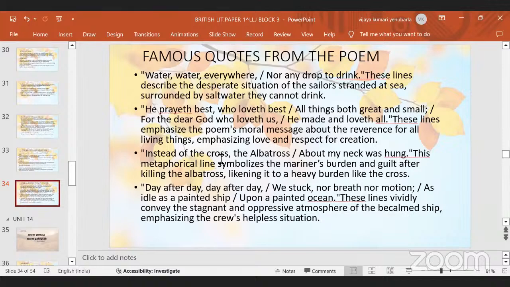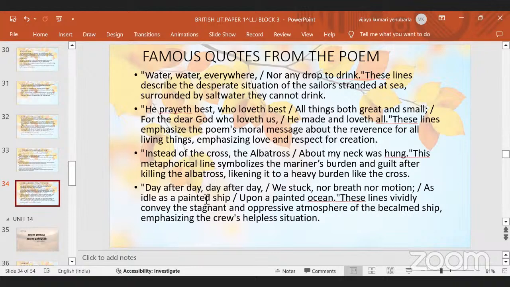Instead of the cross, the albatross about my neck was hung. This metaphorical line symbolizes the mariner's burden and guilt after killing the albatross. So like a cross, the albatross is hanging around the neck of the mariner. So it symbolizes his guilt, likening it to a heavy burden like the cross. He thinks that the albatross is like a cross.